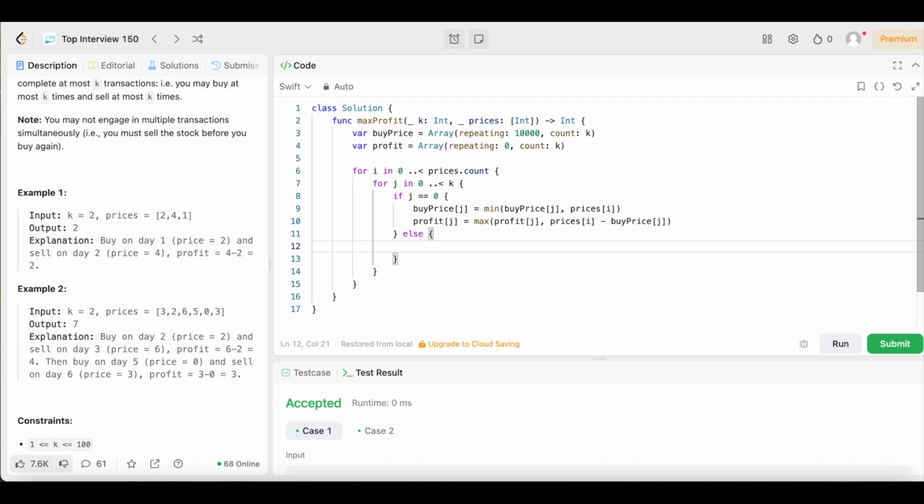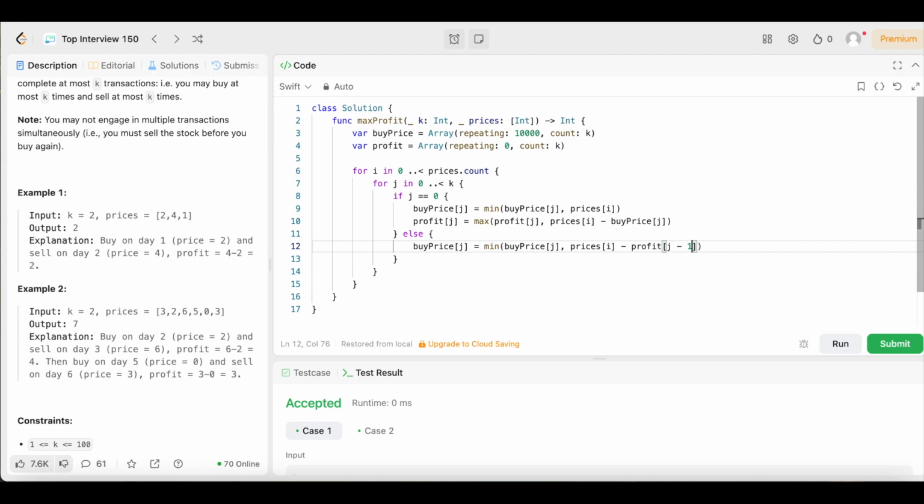Now we could come right here, we say else, open up the brackets. We need to consider the profit from the previous transactions for all the subsequent transactions. So in order to do that, we could just say buyPrice[j] equals min(buyPrice[j], prices[i] minus profit[j minus 1]), just like that.